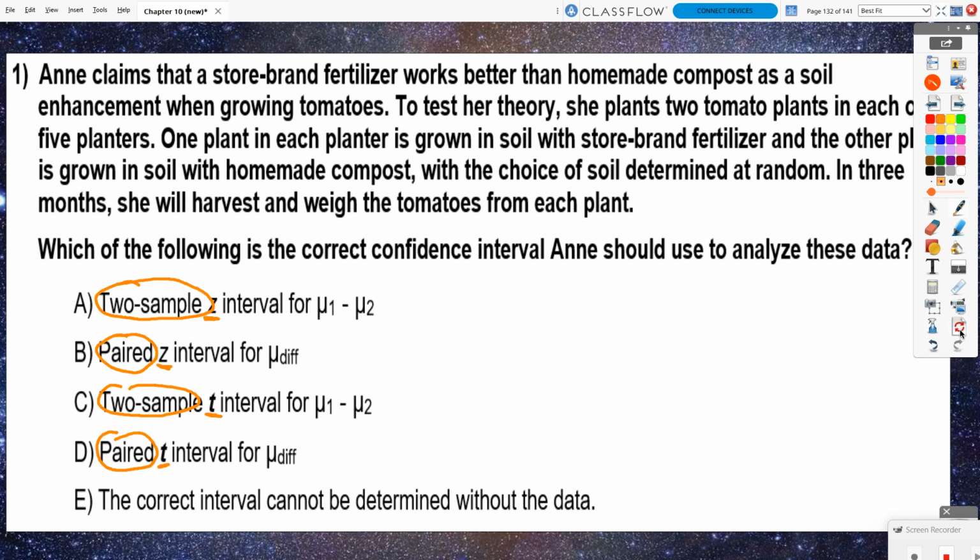Now, is it a paired Z interval or a paired T interval for a mean difference? Well, then we have to consider, did they give us the population standard deviation value? And nowhere in here does it say we should use sigma to be approximately this much. So it is not going to be any type of Z interval, but it is a T interval. And we said it wasn't going to be a 2-sample, that it was more of a paired T interval for a mean difference. So the correct answer here would be D.